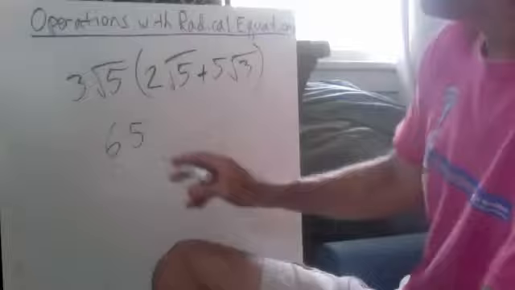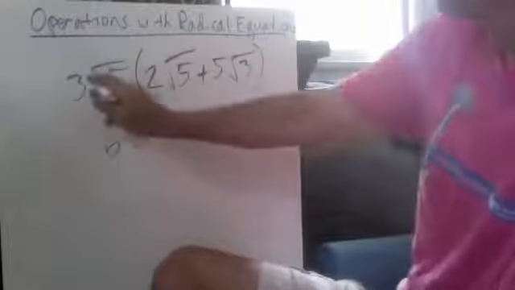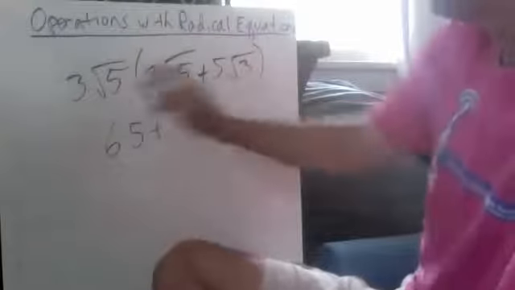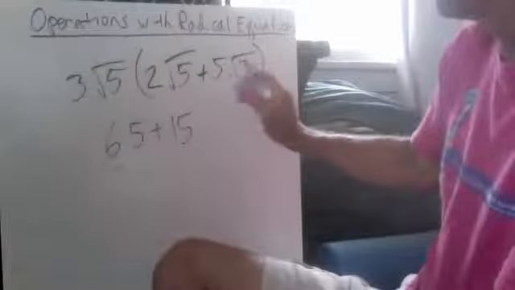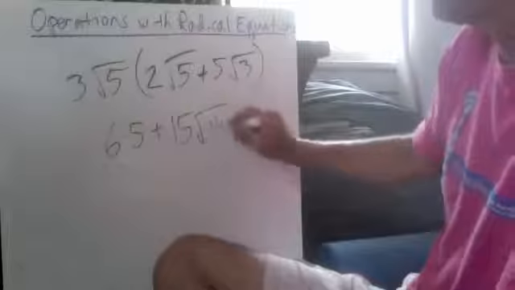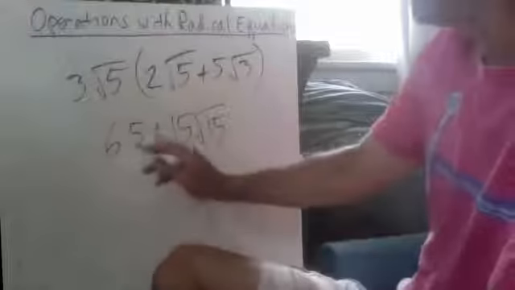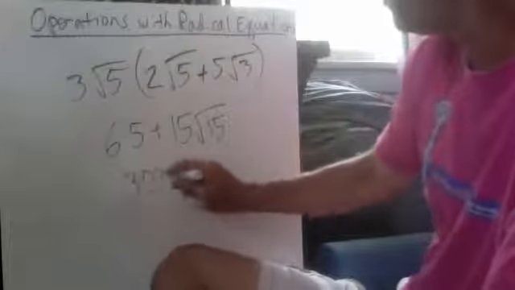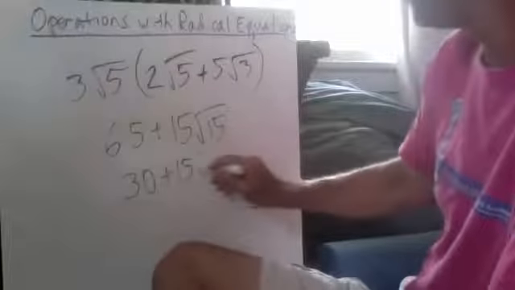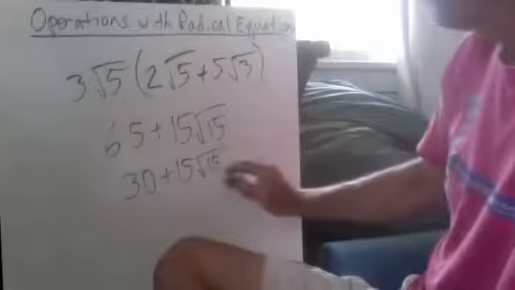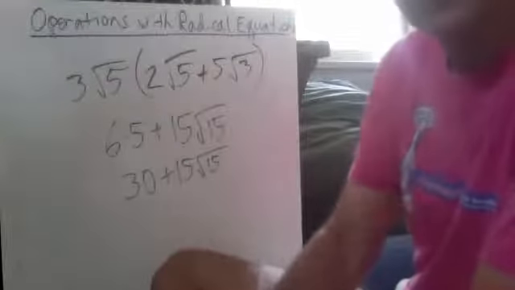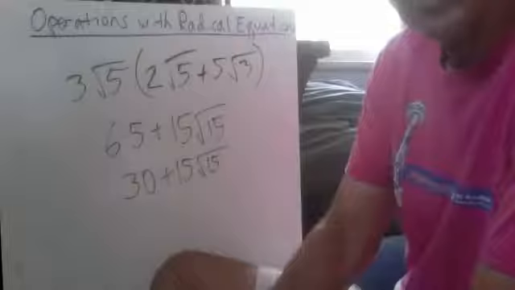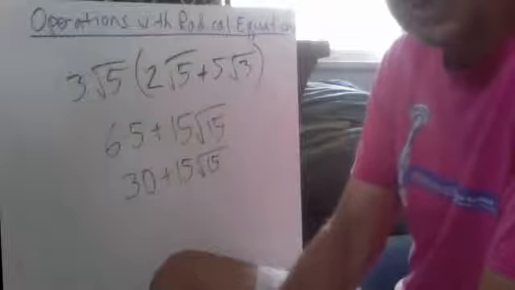And then this times this, 3 times 5 is 15. Square root of 5 times the square root of 3 is the square root of 15. Last thing you need to do is simplify there. So 30 plus 15 square roots of 15. There's no perfect squares inside of there that we can simplify, so we're done at that point. So I think it's pretty easy.